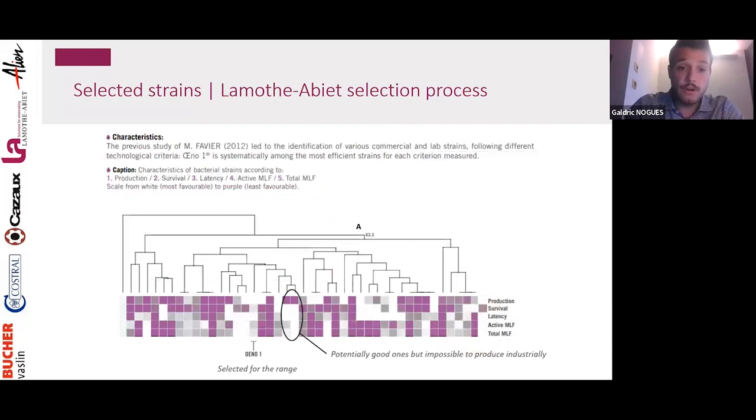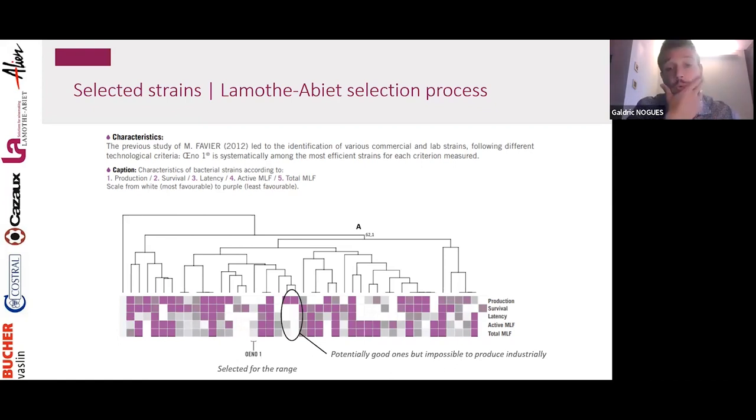For example, for the NO1, which is one of the best known bacteria for Lallemand, we selected the NO1 in 2012 through the work of Marion Favier, who is part of the R&D department of Lallemand. We based all the research on different criteria: production, ability to survive, a short latency, the active malolactic fermentation, which is the time during which malolactic fermentation runs, and then the total malolactic fermentation time, which is the latency plus the active malolactic fermentation.